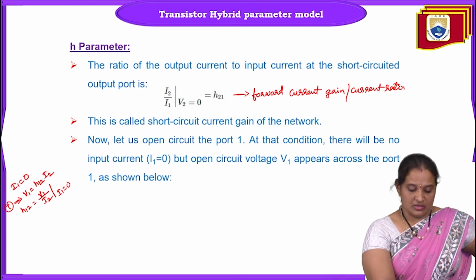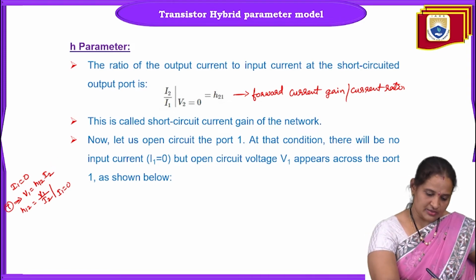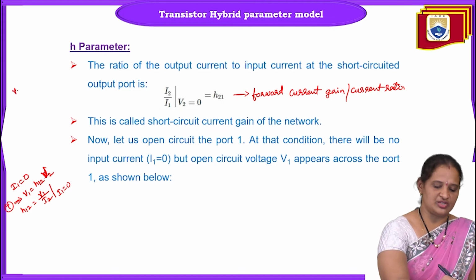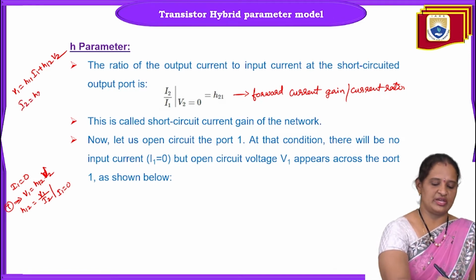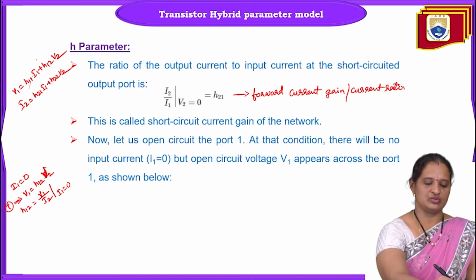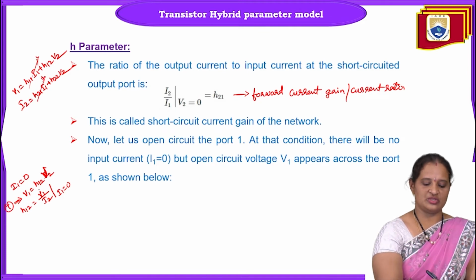I hope it is V2. So we have the equations. V1 is equal to H11 into I1 plus H12 into V2, right? Similarly, we have I2 is equal to H21 into I1 plus H22 into V2. Now I am making I1 0. So this term becomes 0 and this term becomes 0. So H12 is equal to V1 divided by V2.